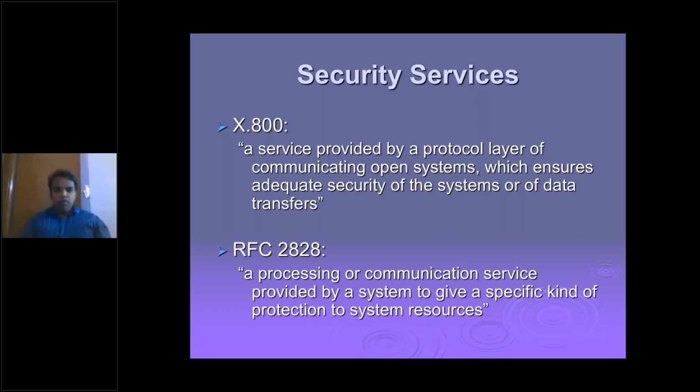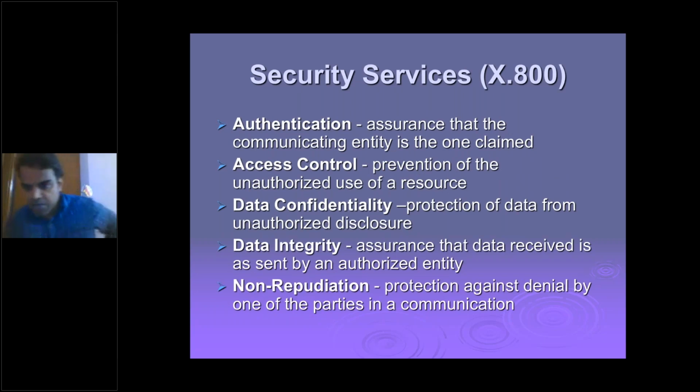So now we have 5 major security services. Okay, so what are they? The first service is authentication, access control, data confidentiality, data integrity, non-repudiation. So these 5 services are very, very important. You take any security algorithm, right? They will be trying to implement these 5. They will be trying to give these 5 security services.